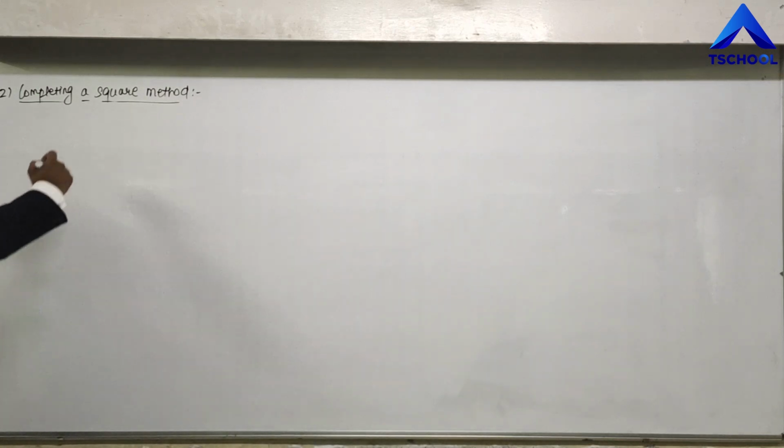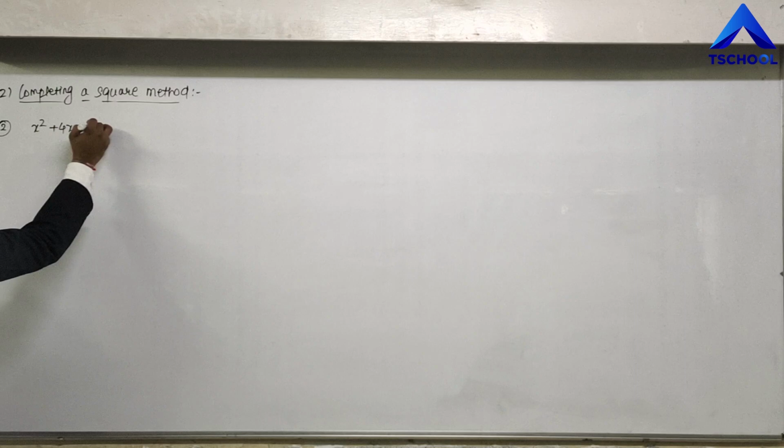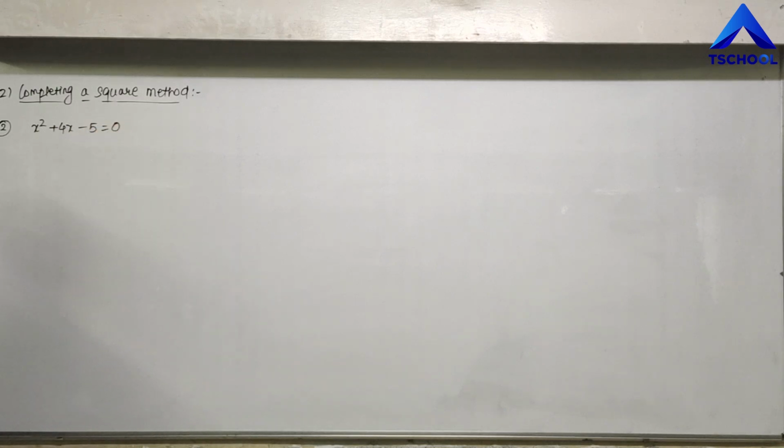Now I am having another example here, that is x square plus 4x minus 5 is equal to 0. So note that, friends, here again, what is the first step?